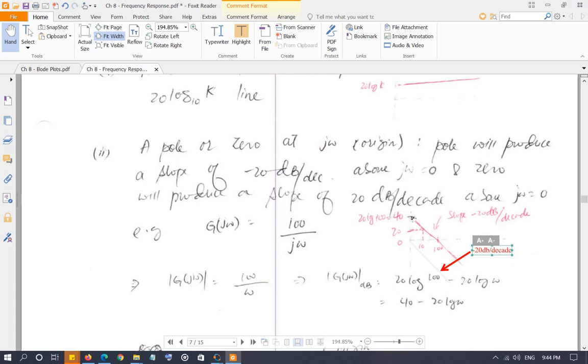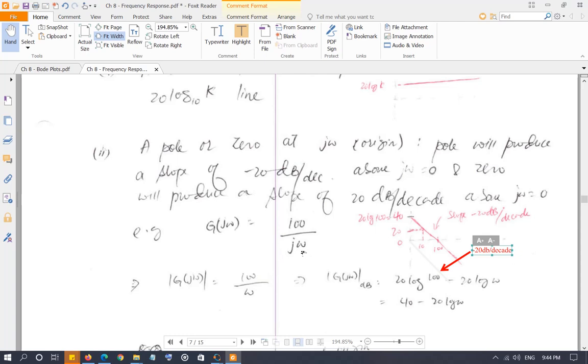So this will be the Bode plot right here. When you add both these lines, this will be the Bode plot. It is going to be going down with a slope of negative 20 decibel per decade. It's going to pass through 100 radian per second when your value is 0, on the x-axis. So that's going to be the Bode plot corresponding to this.